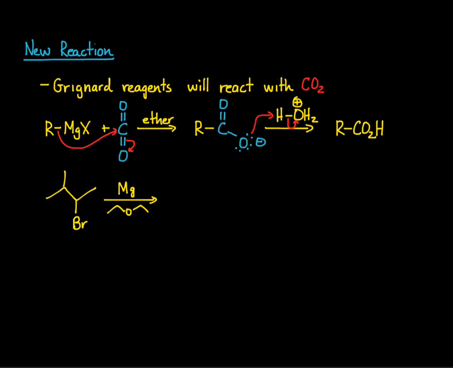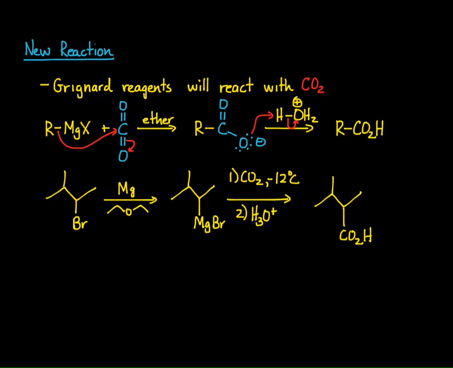So if I take an alkyl halide, here an alkyl bromide, and treat it with magnesium, I form my Grignard. I then take that Grignard and add dry ice. Dry ice is at minus 78 degrees Celsius, and then I further acidify that solution and I can make my carboxylic acid. Brilliant, easy way of making carboxylic acids.